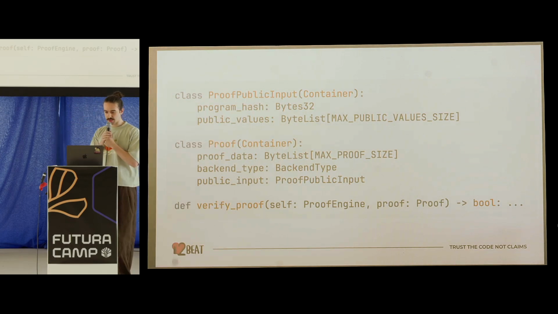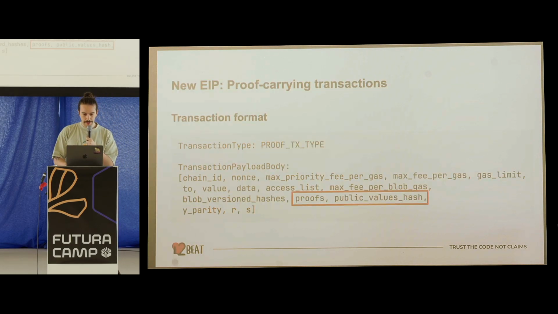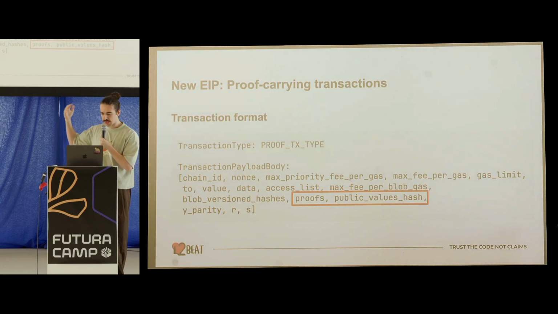This is more or less what the spec looks like. You have a verify proof function that takes a proof in the same way that I showed you in the smart contract, with a proof and public input. The public input is a program hash and the public values. The public values are basically the input to the program. But the program hash is arbitrary. And the thing is that for a verifier to verify an arbitrary program is the same cost as any other program. So it's not more difficult. So this is a new transaction type. It adds these 2 new values.